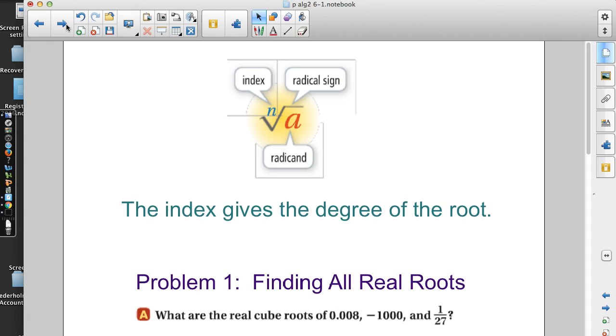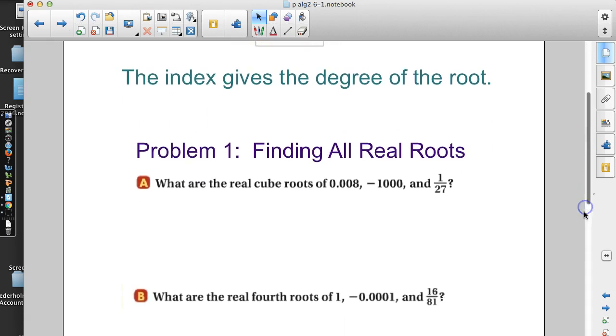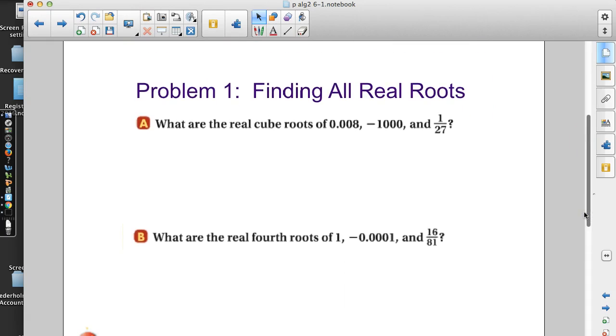Degree is something we know from the other chapters, and it is just the highest power of the variable that we see as we're working through the problem. So same thing here. They're saying think powers to undo those powers, and that's what we have to get used to. So this says we are going to find all the real roots of these little bad boys.